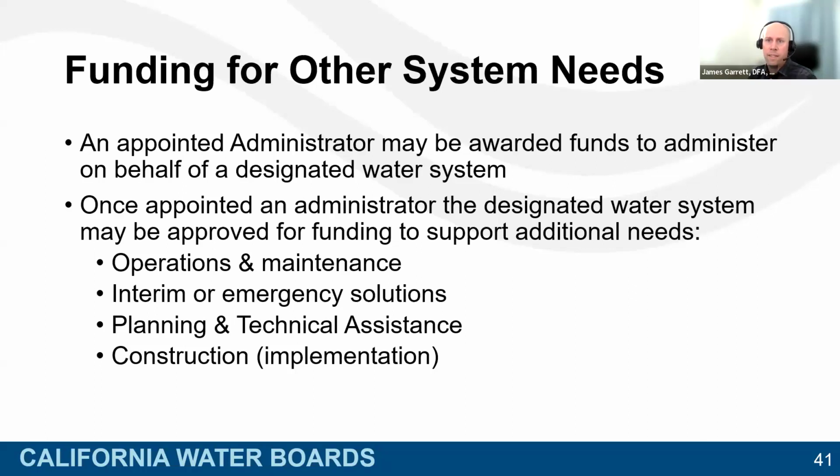So some other needs that a designated water system may require funding for might include O&M costs. So these would be costs to run the water system that cannot be covered by revenue generated by the water system. DFA could provide funding for operation and maintenance to make up the difference in what the rates aren't covering. They might need interim or emergency solution funding.